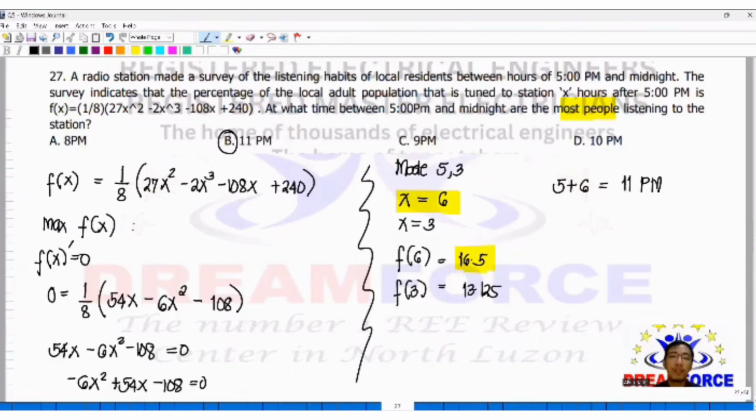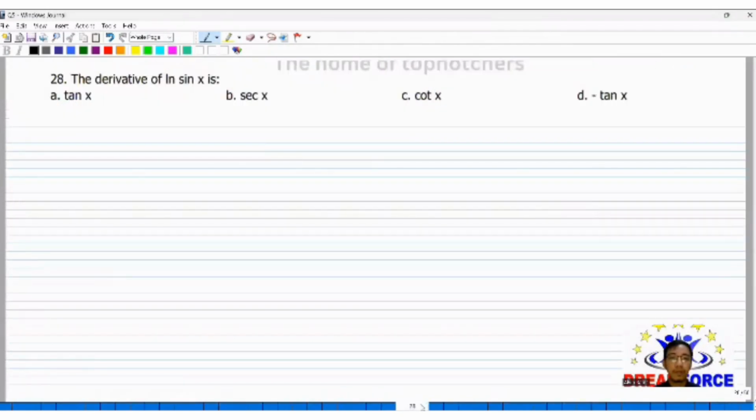Again, 16.5, hindi po yan percentage. Kaya okay lang na magkaroon siya ng less than 10%. Okay, next number 28. Ulit, sagot dito pa ay cotangent x. 29.